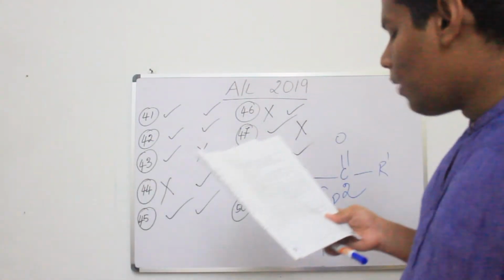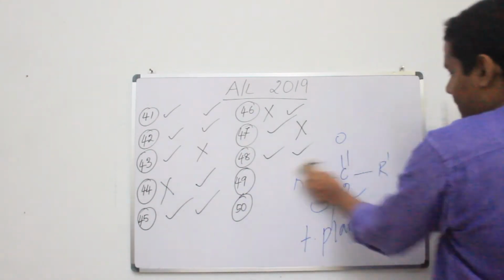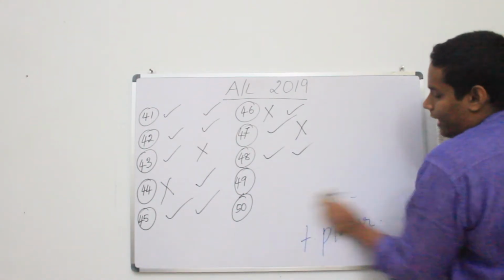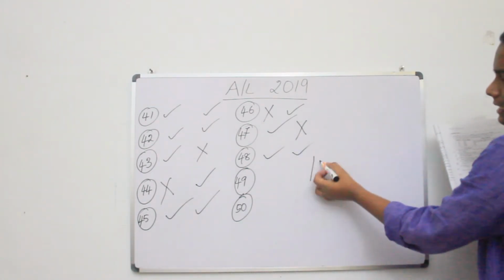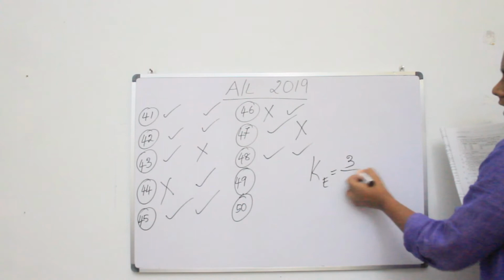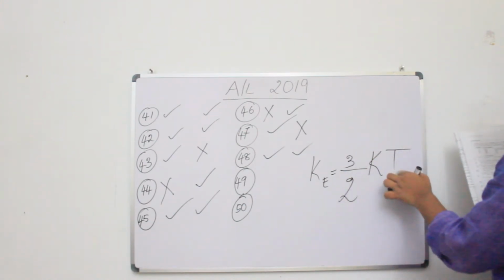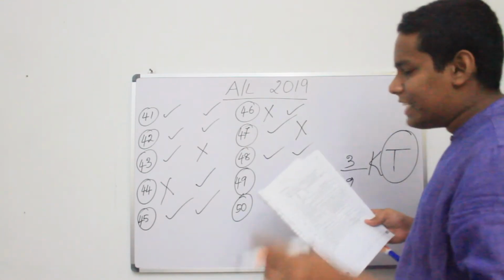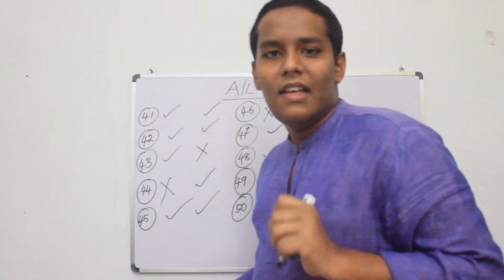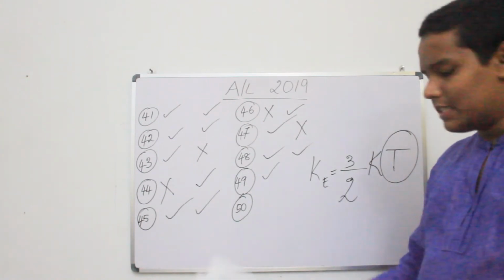49, any two ideal gases have the same average kinetic energy at the same temperature. Correct, no? You know that kinetic energy of an ideal gas KE equals 3 over 2 kT. So kinetic energy depends only on temperature, Kelvin temperature. So if it's at the same temperature, no matter what the gas is, they have the same kinetic energy. 49, first one is correct.